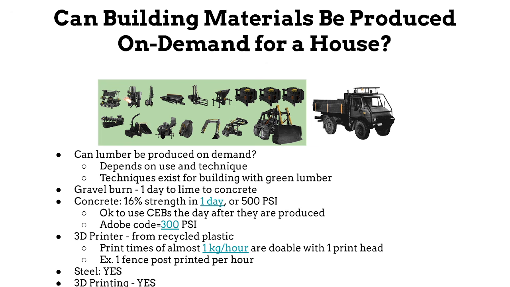Things like that. Lumber. People can also build with green lumber. There are techniques to do that. If you're just cutting trees straight, or you put them in a kiln, and a week later, if you've got a solar kiln, you can take the lumber out. Concrete, you can burn concrete on demand.